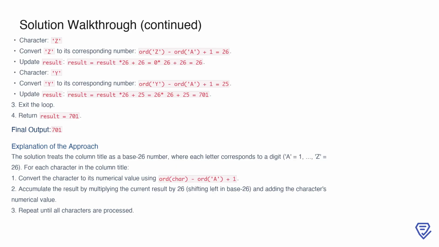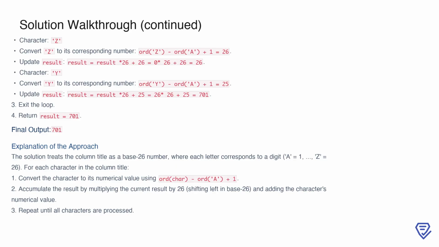Next, we process the second character, Y. Its numerical value is computed as ORD plus 1 equals 25. Updating the result again, we calculate result equals result * 26 + 25, which becomes 26 times 26 plus 25 equals 701. At this point, all characters in the title have been processed, and the final output is 701. This example highlights how the algorithm handles titles with higher numerical values by continuing to shift and add contributions from each character.